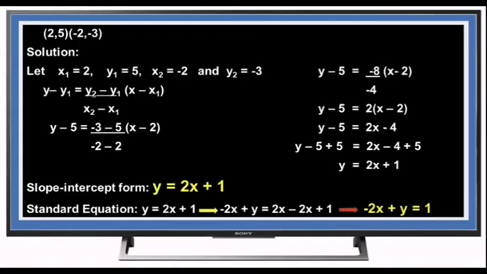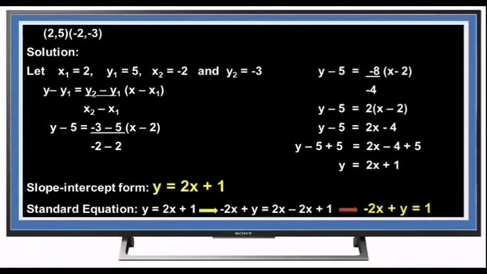And then solve. y minus 5 equals negative 3 minus 5 is negative 8. Negative 2 minus 2 is negative 4. So negative 8 over negative 4 is positive 2. That's why we get y minus 5 equals 2 times the quantity x minus 2. And then distributing 2 to x minus 2, we have y minus 5 equals 2x minus 4.